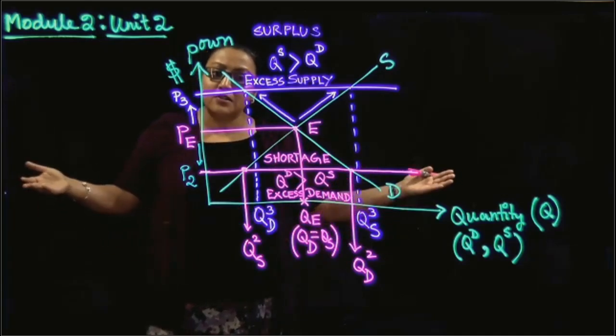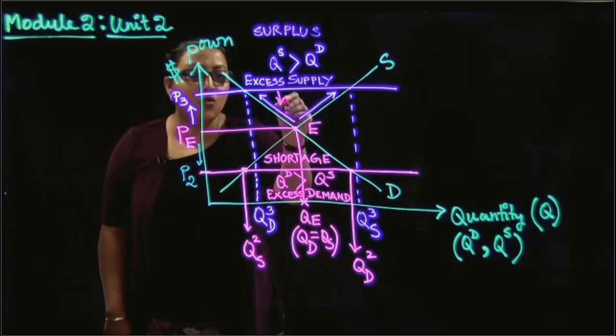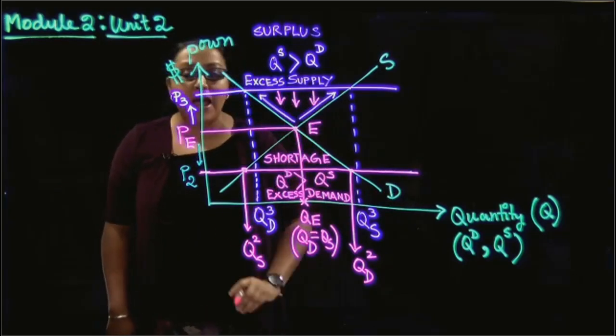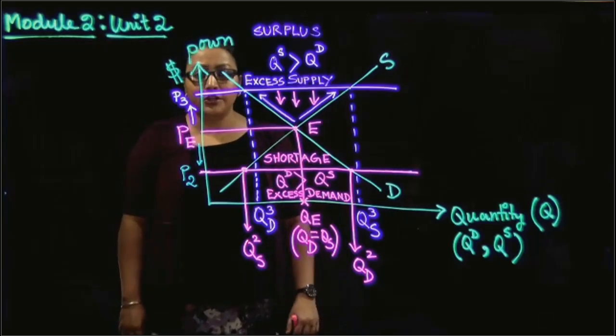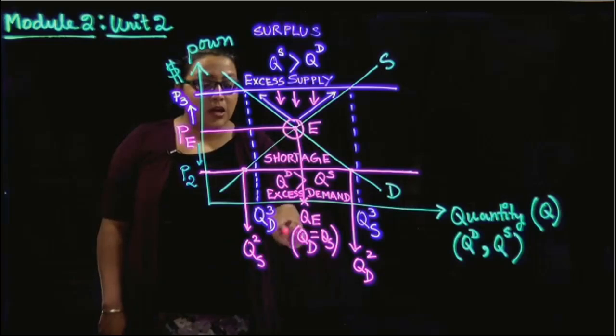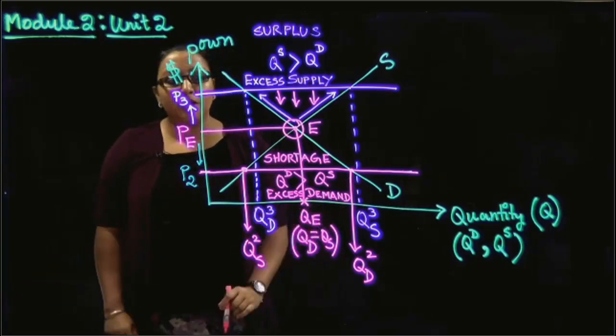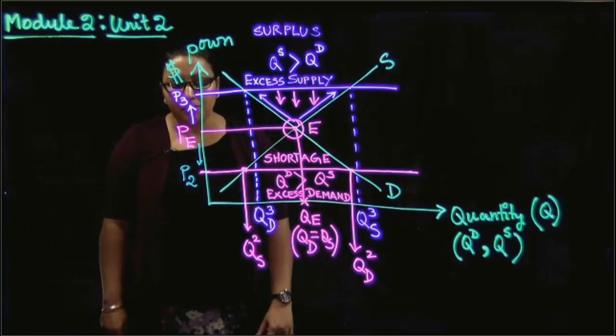And if all sellers in the market think that way, then that would create a downward pressure on this price, and that downward pressure would continue until the price came back to the level of PE, quantity demanded becomes equal to quantity supplied, and equilibrium is re-established in the market.